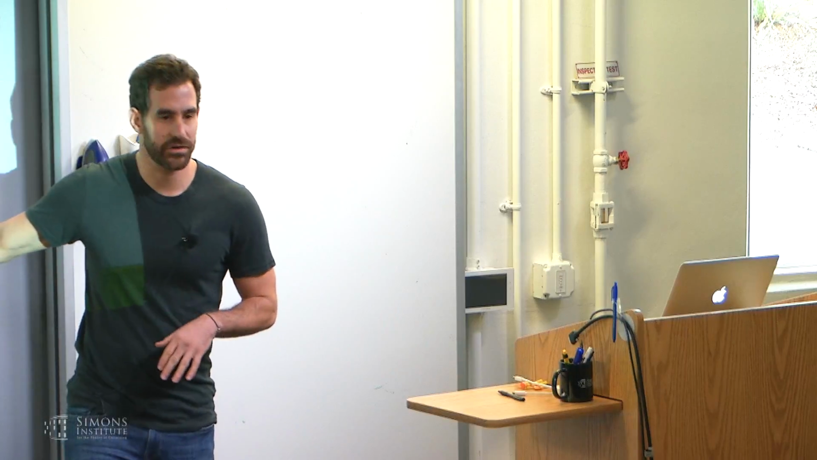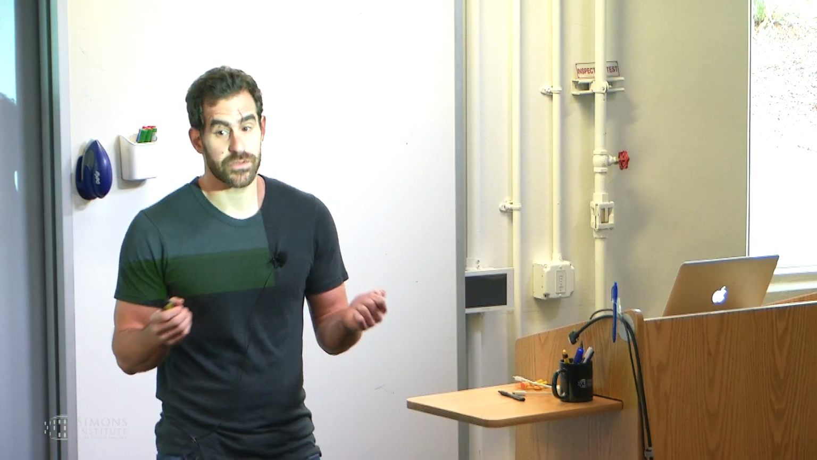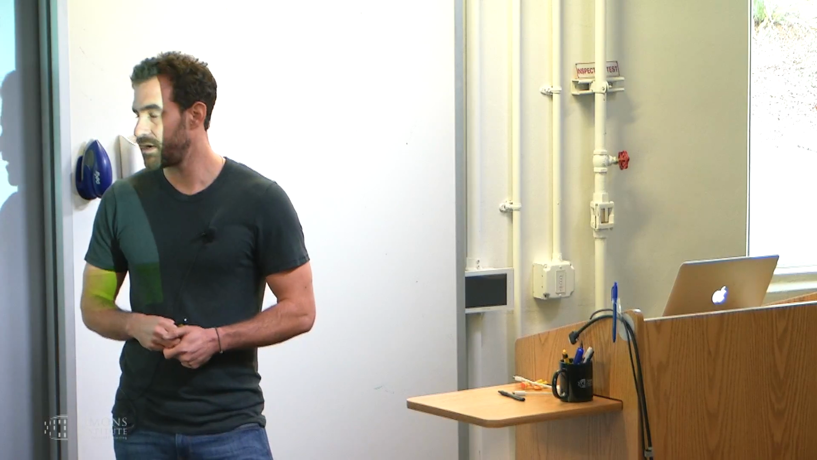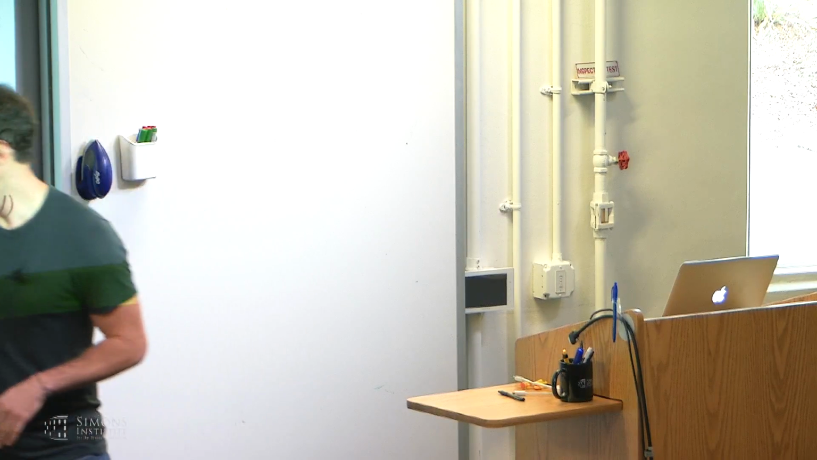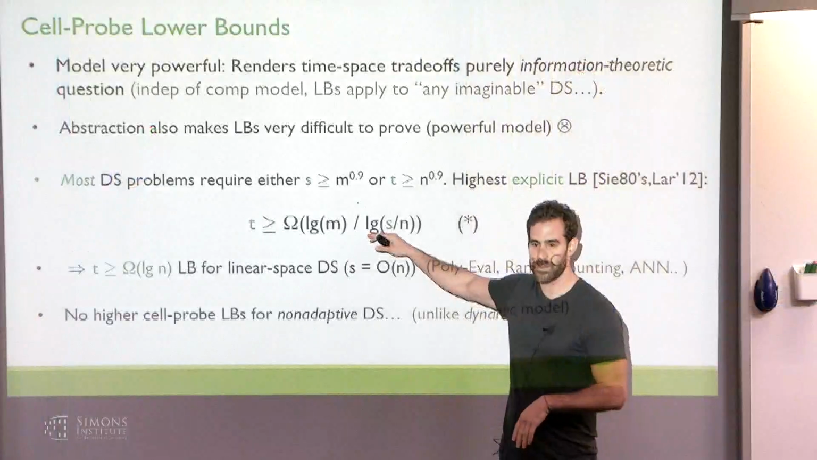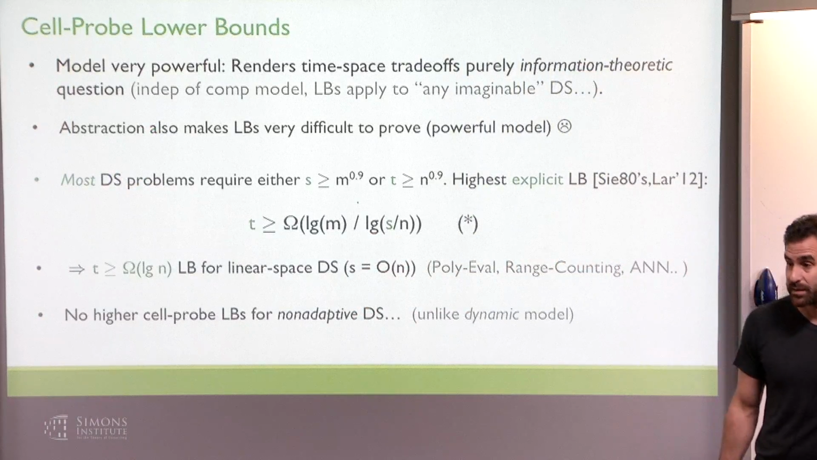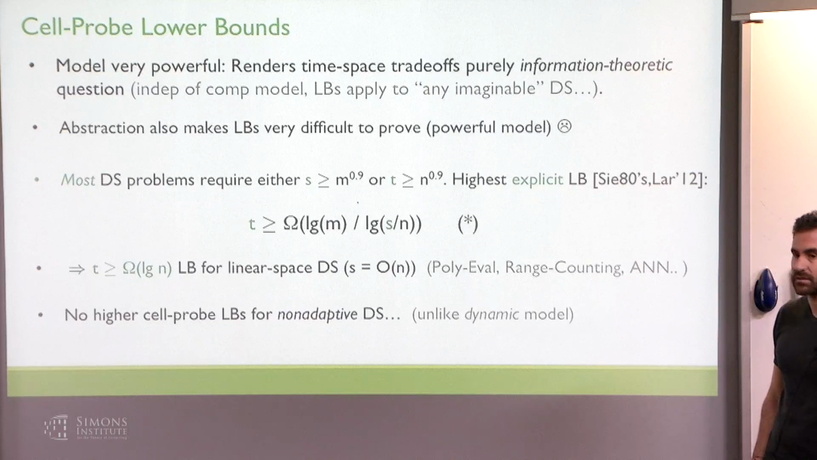This is in sharp contrast to the dynamic model. The role that adaptivity plays in the dynamic model is crucial, and maybe not very surprising because the data is online. In the static model, beating this lower bound asymptotically would be a real breakthrough, even for non-adaptive data structures. Questions?